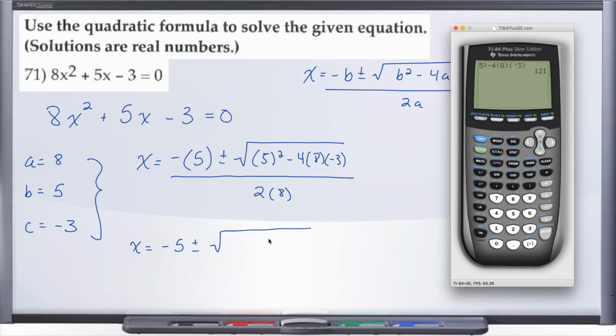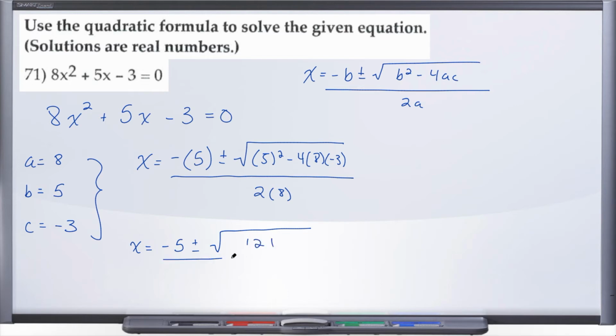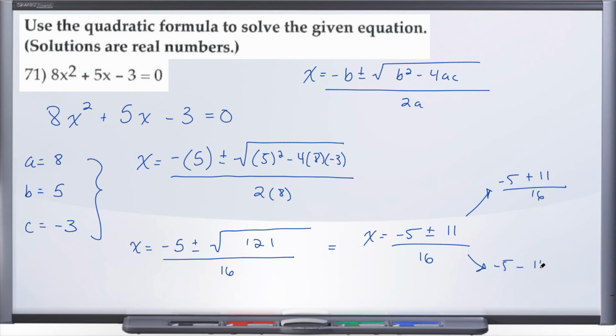and that's going to give us 121 over 2 times 8 is 16. All right, so now we have x equals negative 5 plus and minus, well, what is the square root of 121? Well, square root of 121 is 11, right? Over 16. And now again, we're going to have two paths here, right? We're going to have negative 5 plus 11 over 16, and we're going to have negative 5 minus 11 over 16.